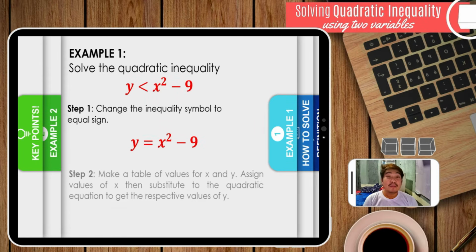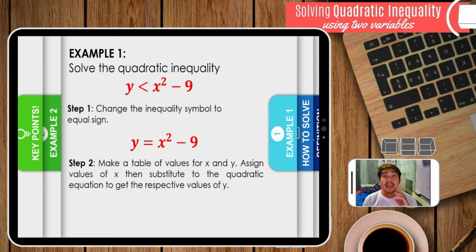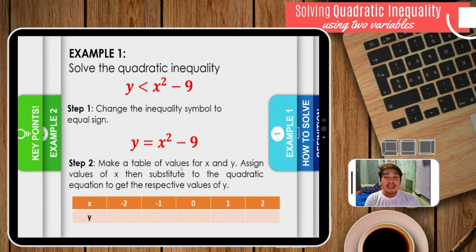Out of this one, magge-generate tayo ng mga values ni y, given the assigned values of x. And that will be for step number 2. We need to make a table of values for x and y by assigning values of x, then substitute to the given quadratic equation, to get the respective values of y. So, ito yung table natin. So, in our case, we will be using negative 2, negative 1, 0, 1, 2 as the assigned values of x. So, you can also use other points for x. Basta see to it that the least number of points will be 5.